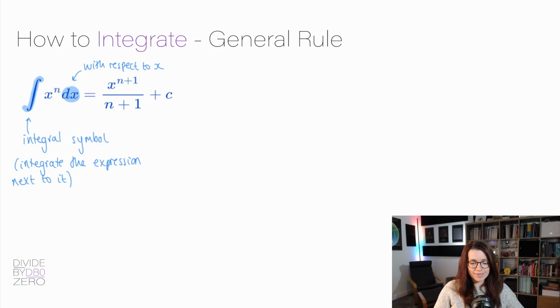When you integrate x to the power of n, the rule is you have to add 1 to the power and then divide by the new power. You then also need to make sure you have a plus c on the end, and that plus c is called the constant of integration.